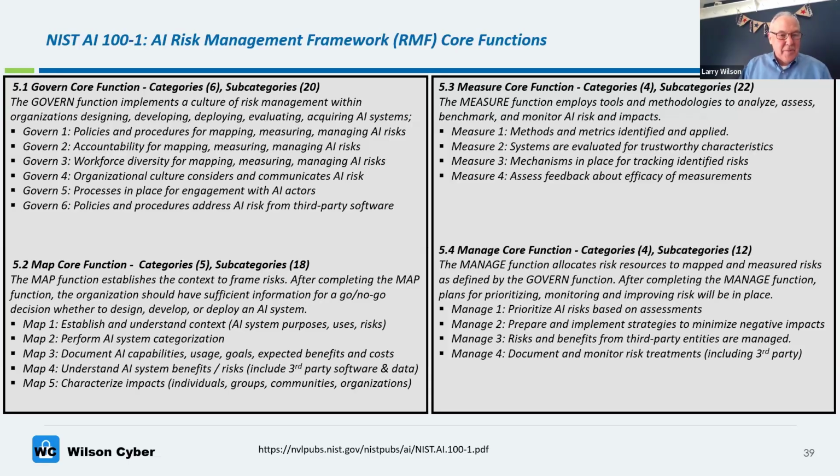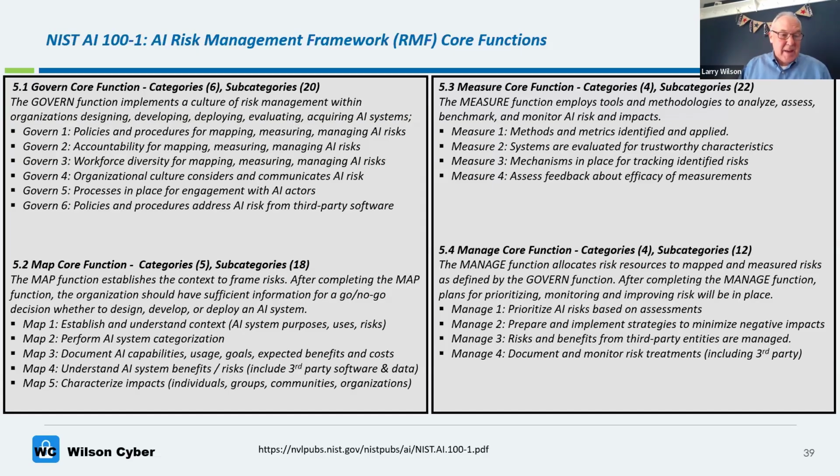Govern 2, accountability for mapping, measuring, and managing. Govern 3, workforce diversity for mapping, measuring, managing. Govern 4, organizational culture considers and communicates risk. And govern 5, processes in place for engagement with actors. Govern 6, policies and procedures address AI risk from third-party software. And there are 20 subcategories under the govern function.